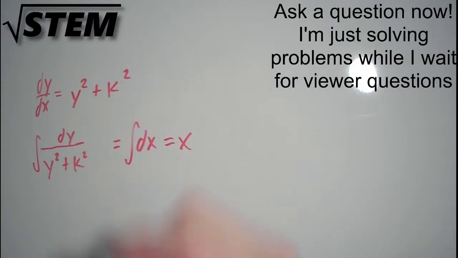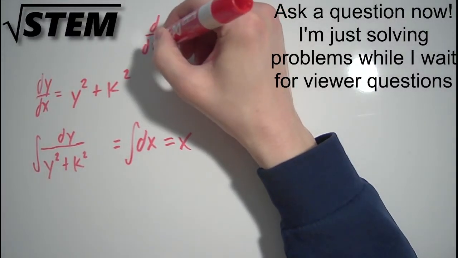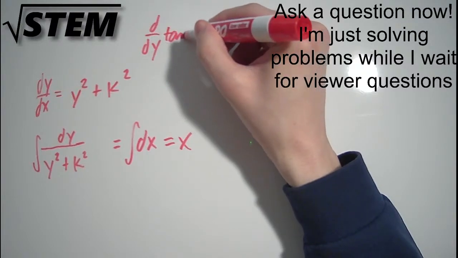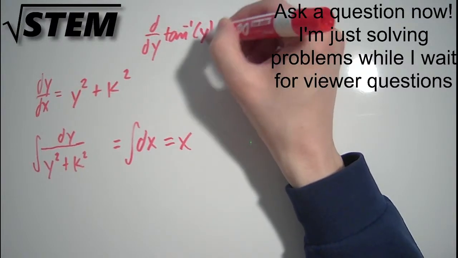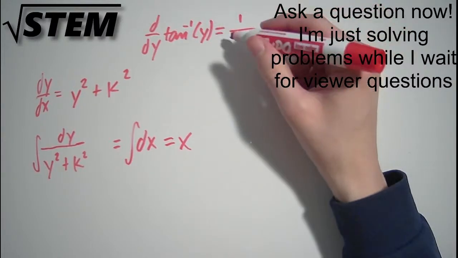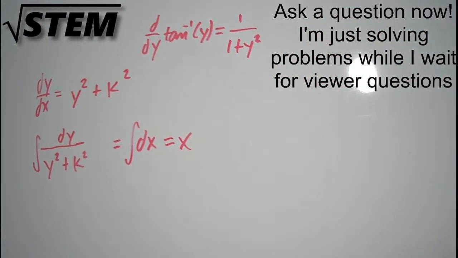So, the derivative of tangent inverse of y would be 1 over 1 plus y squared. So if we can turn this into something that looks like that, we'll know we're dealing with a tangent inverse.